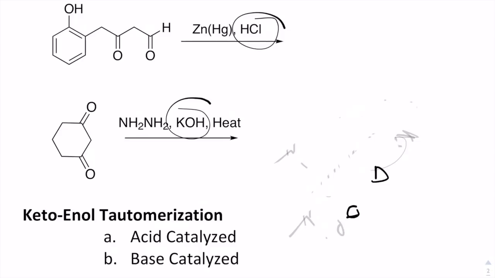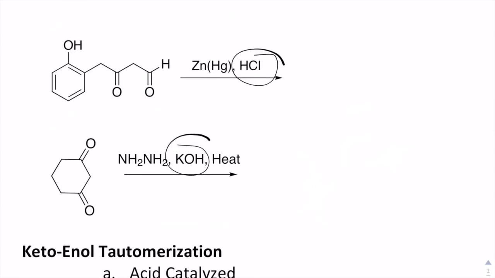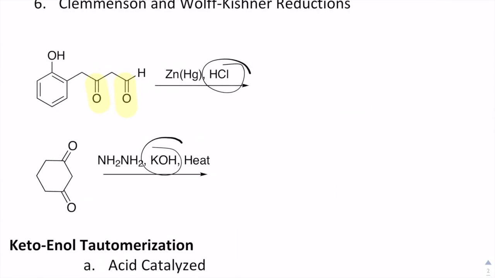All right? That's just something to be cognizant of. Anyway, so the purpose of this reagent is to reduce these carbonyl groups and replace them with a methylene. So methylene is just CH2. So if I were to draw that product, it's just the same thing.